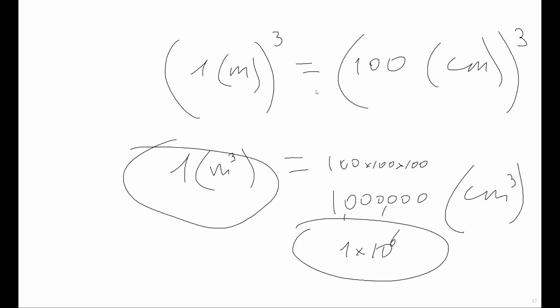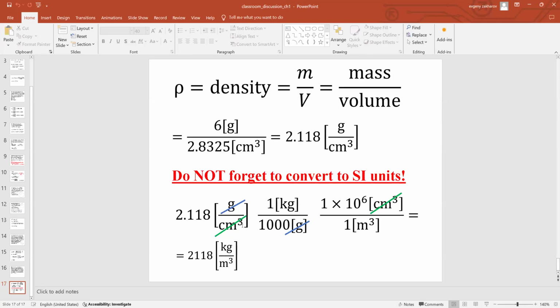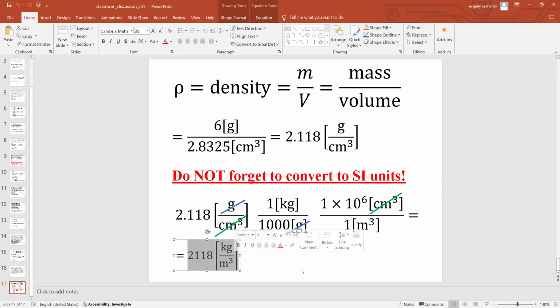Okay, back to the discussion. So your centimeters cubed cancel out, and you got the meter cubed. It's kilograms per meters cubed. Those are the units for density. This is your mass per volume. Mass is in kilograms, and volume means length times width times height, meters times meters times meters. That's meters cubed. Boom.